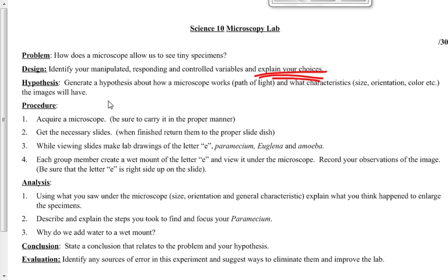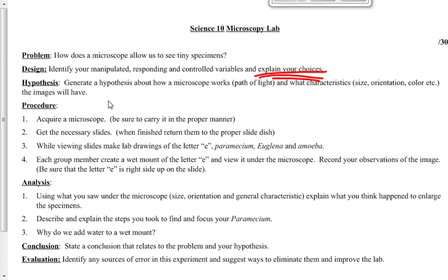Yeah, you're going to be looking at 4 things. You're going to make what's called a wet mount of the letter E. I know that doesn't sound very exciting, but it's actually really important because it tells you about the orientation of objects under the microscope. It's the one thing that you know how it's supposed to look, and you'll know whether it's backwards, upside down, right side up, whatever. You'll be looking at the amoeba, the paramecium, and the euglena.